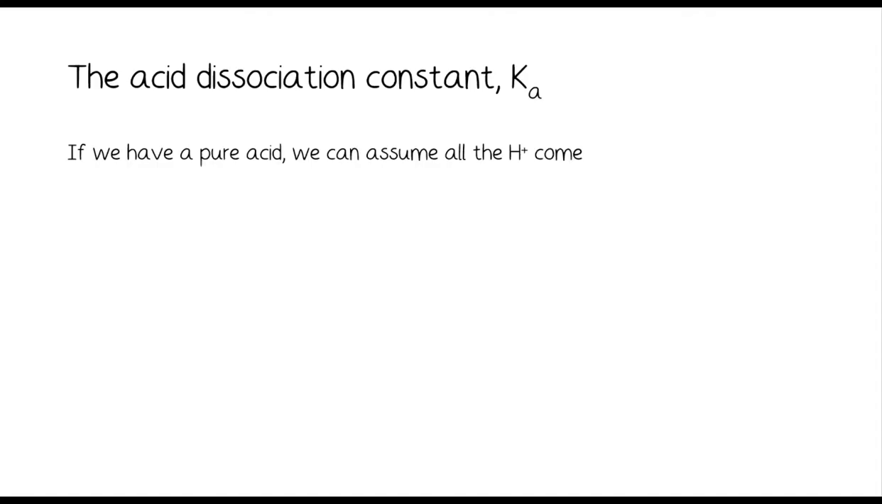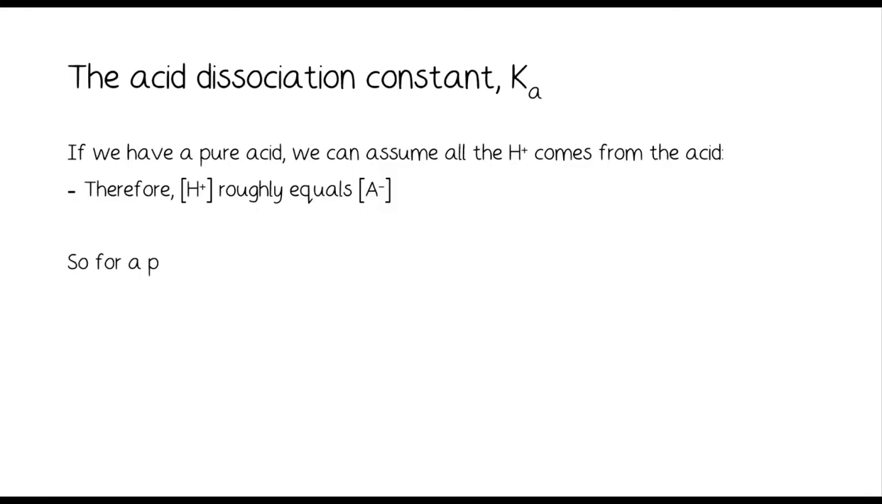If we have a pure acid, we can assume that all the H plus comes from the acid. This assumption works because water hardly dissociates, so any H plus that increases comes from the acid. Therefore, H plus roughly equals A minus. So for a pure acid, you can make the assumption that Ka equals H plus's concentration squared over HA. This is used to work out the pH of a pure weak acid, as in nothing is dissolved in it. So we can use that assumption to find the pH of weak acids.